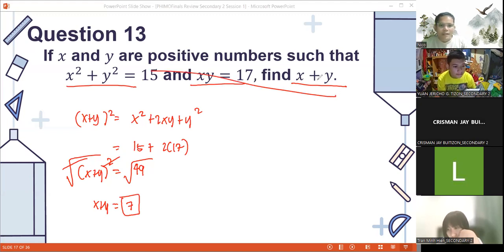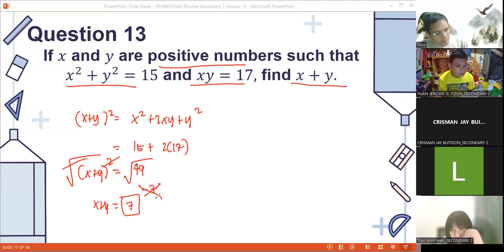Take note, it's positive integers, okay? It should be positive integers. That's why we take only the positive value. The negative 7 is not included. Positive plus positive is positive, not negative.